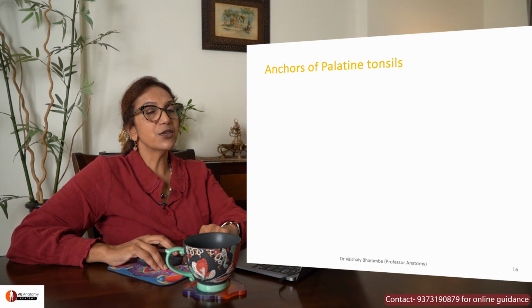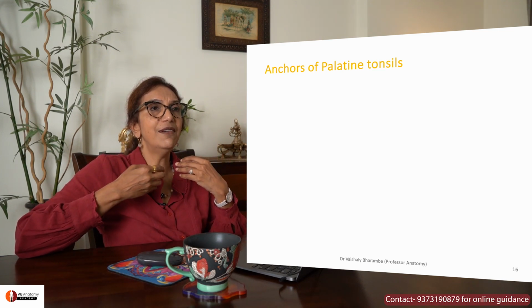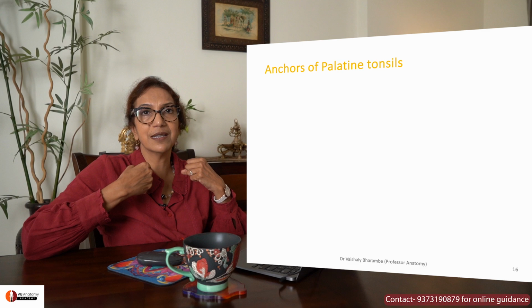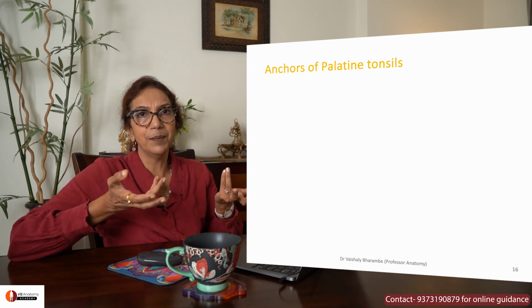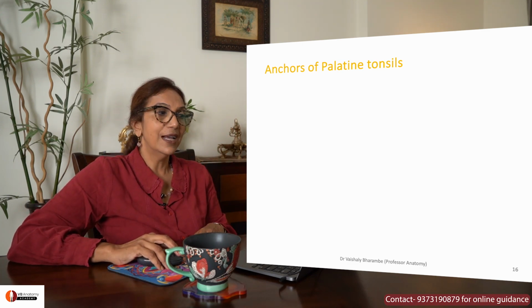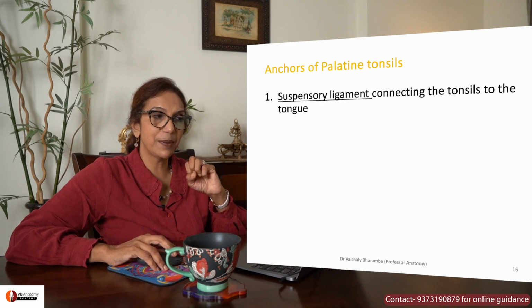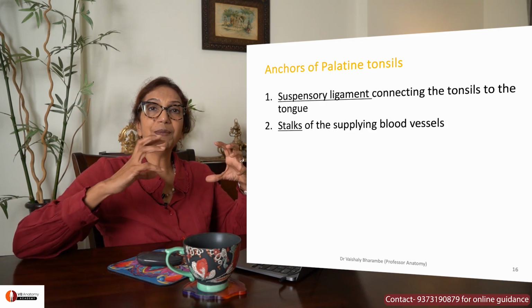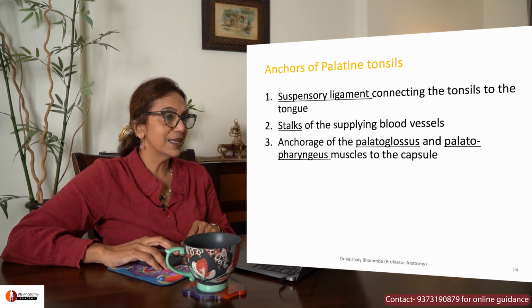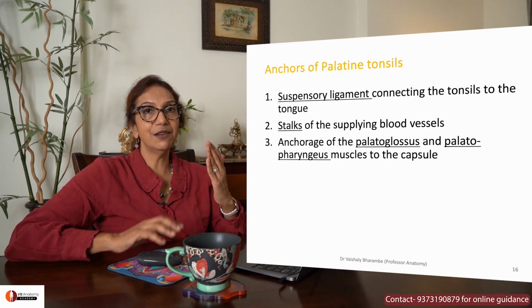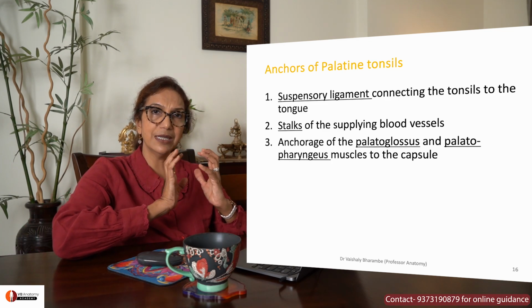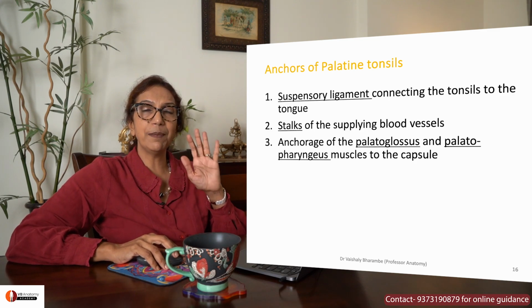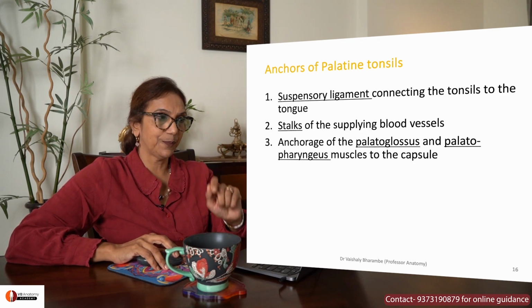Now we come to a question. It's in the oral cavity. Who holds it in place? It would be so easy to swallow them, the two palatine tonsils. Actually, they are held in place by suspensory ligaments which hold on to it. Stalks of blood vessels also hold it in place. And the palatoglossus in the front and palatopharyngeus behind just grasp it. So that's why the palatine tonsils stay there.